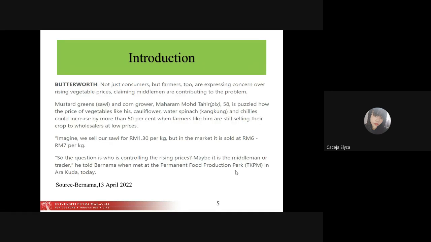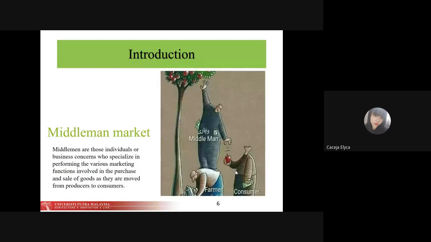And here's another news by Bernama on 13 April 2022, where farmers complain that they sell a vegetable called sawi to the middleman at 1 ringgit 30 cents per kg, but in the market, the middleman sells it for 6 ringgit to 7 ringgit. So not just the consumers, but the farmers are also experiencing concern over the rising price of vegetables and claiming that the middlemen are the ones that contribute to the problem. So who is the middleman market?